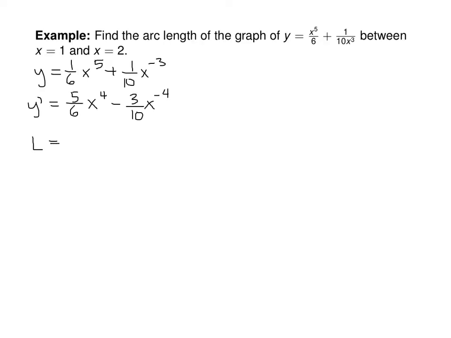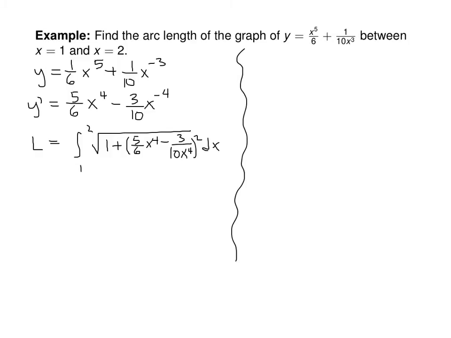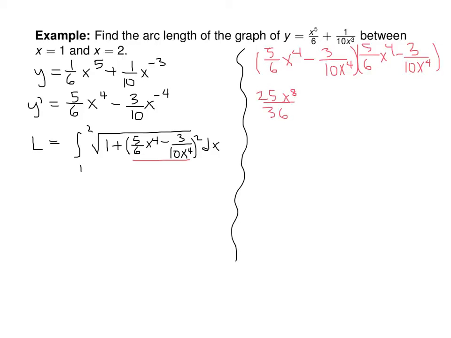The length of our curve will be given by the integral from 1 to 2 root 1 plus 5/6 x to the 4th minus 3 over 10 x to the 4th quantity squared dx. Now, over here on the side, let's figure out what this expression is. So if I take 5/6 x to the 4th minus 3 over 10 x to the 4th and multiply it by itself, that one's not so easy. So it's good to be careful and do that slowly. So this will be 25x to the 8th over 36 minus 15 over 60, because the x's in the numerator cancel the x's in the denominator, minus 15 over 60 again, plus 9 over 100 x to the 8th.